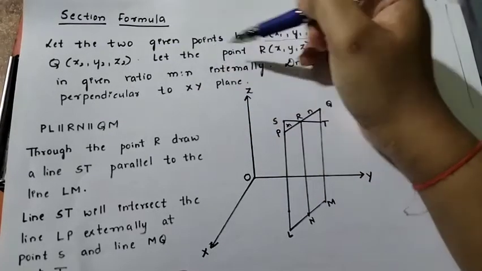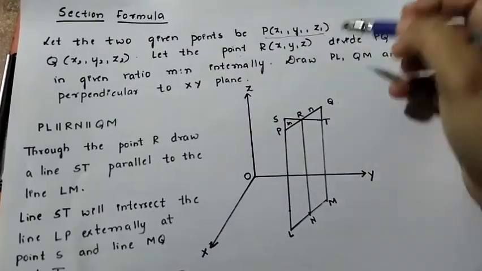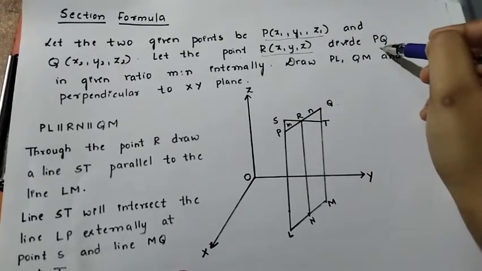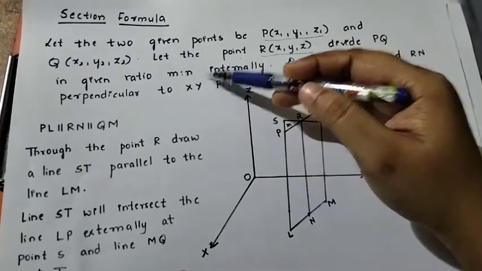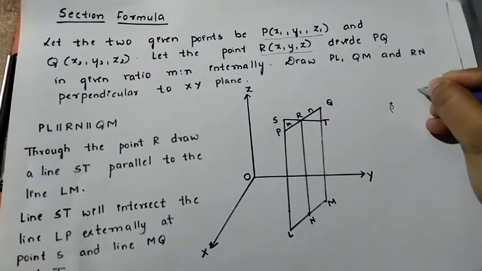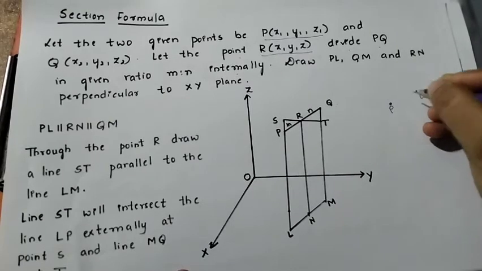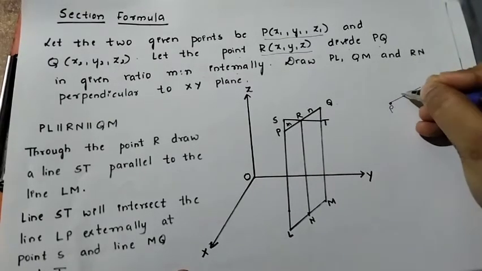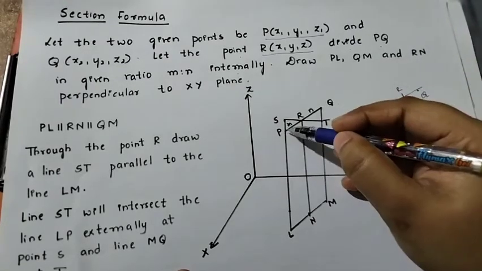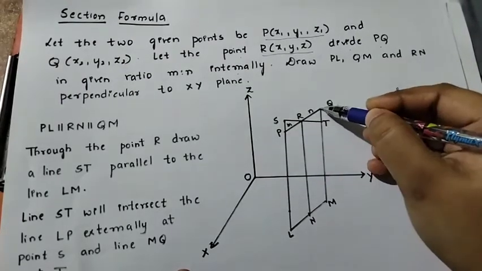Okay, let the points, there is one more point called R(x, y, z), which is dividing PQ in the ratio m:n internally. So here I take one point as P. Okay, one more point I take Q here. This PQ is divided by R. Same thing I have shown here. This is P and this is Q point.